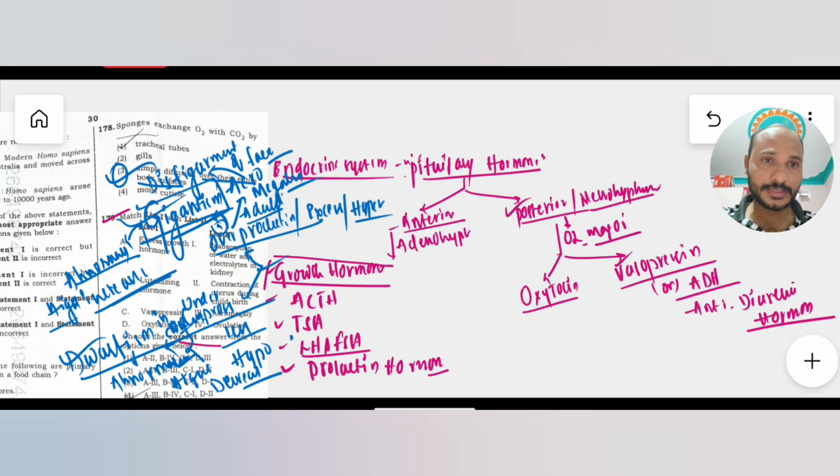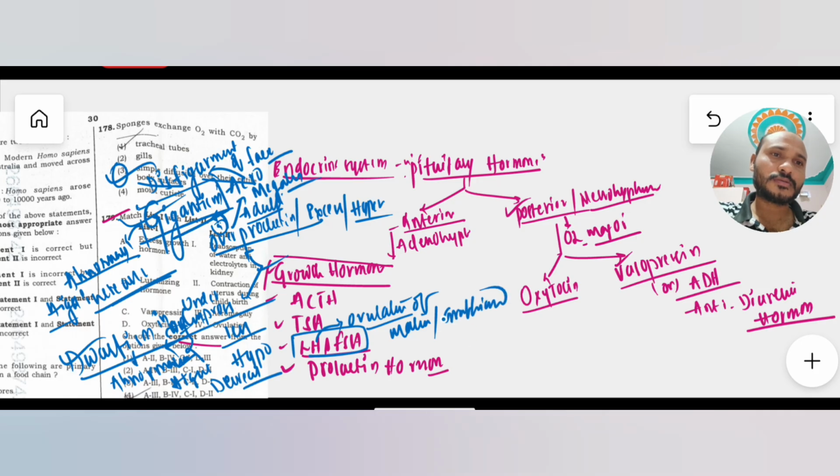Coming to LH and FSH hormones, we know that both are anterior pituitary hormones, and the LH hormone plays a very important role: it induces ovulation of the mature Graafian follicle. When ovulation occurs, the Graafian follicle ruptures, and from the ruptured follicle the egg or ovum is released. The process is called ovulation, which occurs at the 14th day of the menstrual cycle.